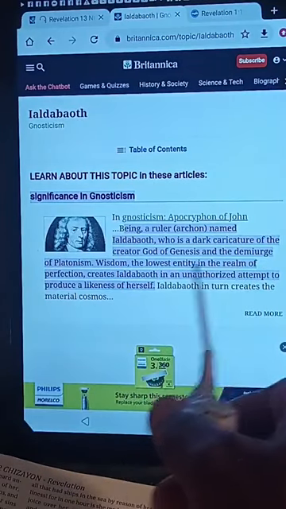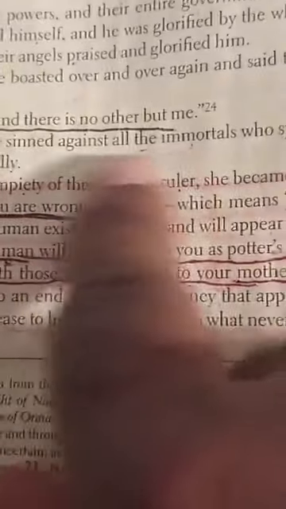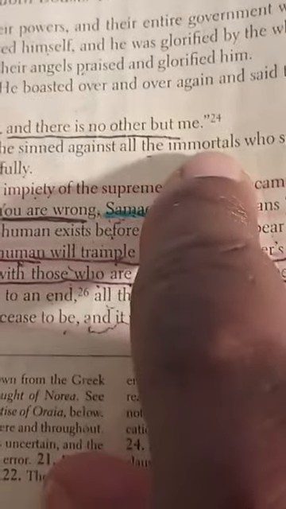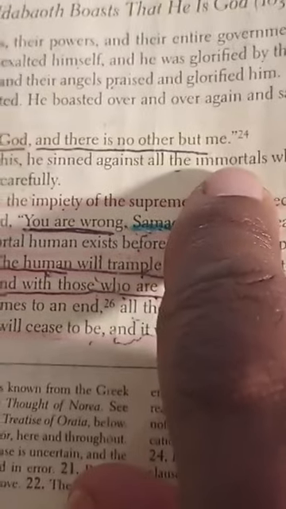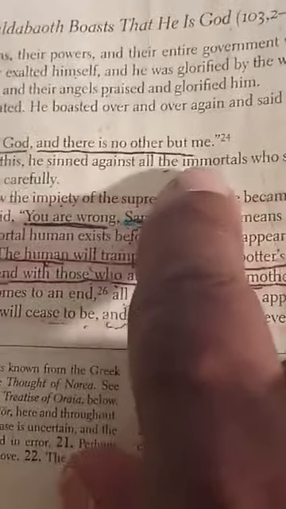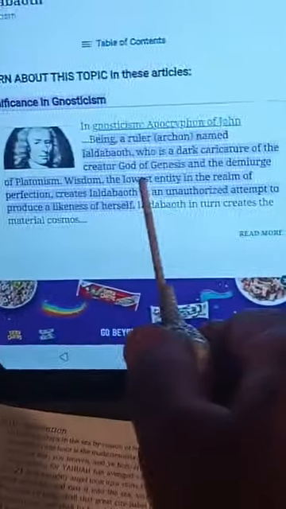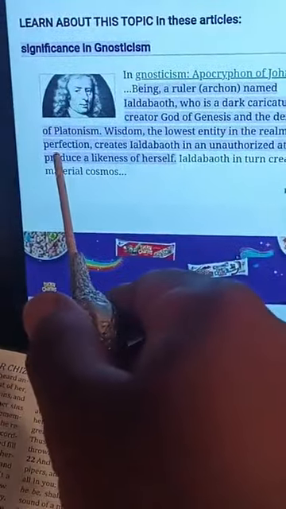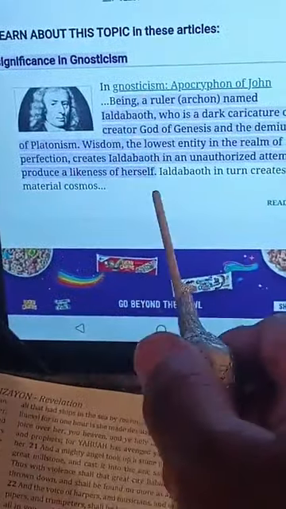Wisdom, the lowest entity in the realm of perfection. She's where I am God and there is no others but me. When he said this, he sinned against all of the immortals. They're perfect immortals in the heavens of the light. The treasury and heavens of the light. It's not one heaven. It's not one world. I created 6 worlds all by myself. So there's millions of worlds that are perfect. And they're all immortals there. But Queen Wisdom, she's the lowest entity in that realm of perfection. And she created Yaldabaoth in an unauthorized attempt to produce a likeness of herself.